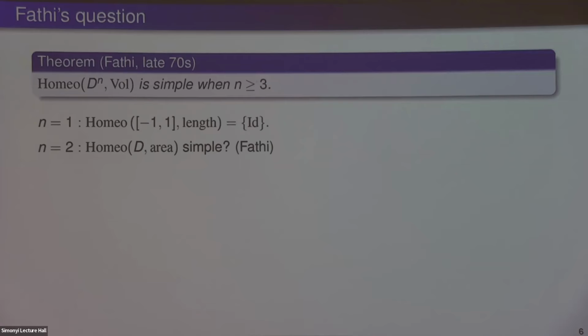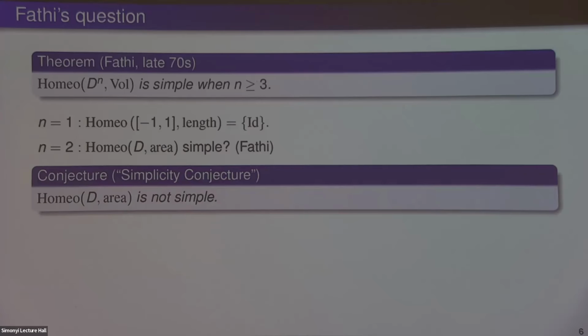So this is a well-known question, and over the years it was studied by various people in various communities, dynamics, topology, and so on. And maybe in the early 2000s or so, a consensus was formed, at least in the symplectic community, that the group should be non-simple and have proper normal subgroups. And this became known as the simplicity conjecture. It says area-preserving homeos of the disk is not simple.